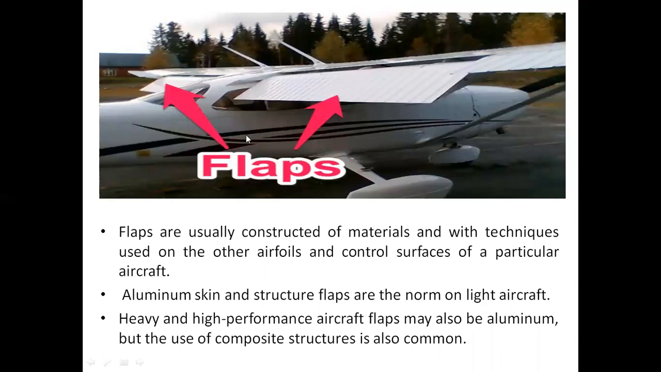Generally, the material of the flap is aluminum alloy, aluminum skin. The aluminum alloy is basically used to construct the flap. Some aircraft flaps may be made of composite construction, composite material. So basically, we can say a flap can be constructed with aluminum alloy or composite material. The techniques used are similar to the techniques used to construct any other aerofoil section.